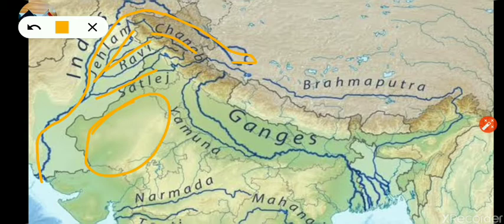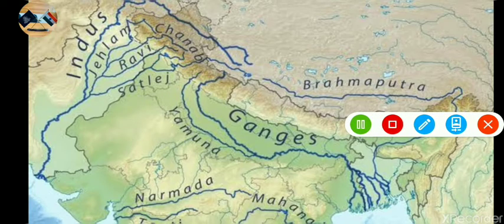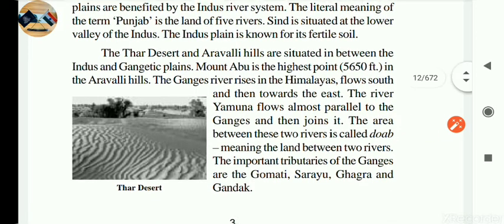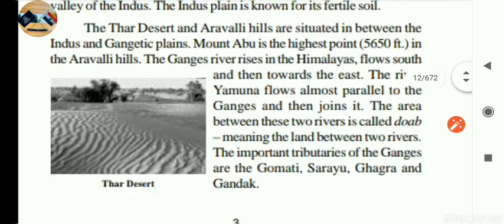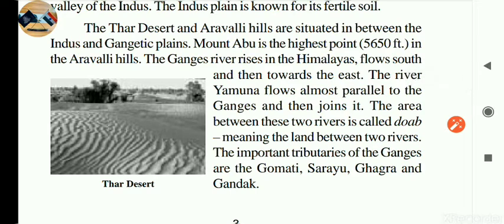Of course, we can discuss the Thar Desert and Aravalli later, because it comes in the Rajasthan portion. The Thar Desert and Aravalli hills are situated between the Indus and Gangetic plains, as I showed on the map with Rajasthan. Mount Abu is the highest point in these Aravalli hills.